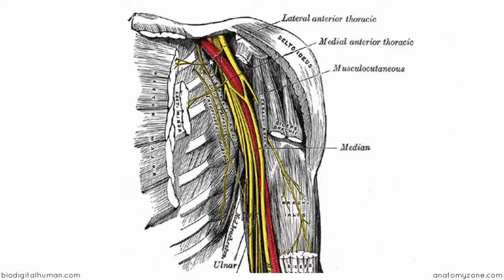So this diagram here shows it quite nicely. You've got the axillary artery here, and you've got the lateral cord running lateral to the axillary artery. The medial cord you can just see here, and it runs medial to the axillary artery, and the posterior cord runs behind the axillary artery.